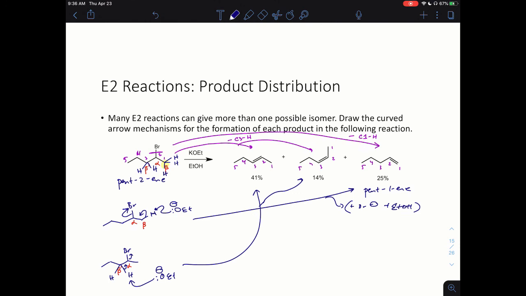Cool. And let's go ahead and name those two products. So we have trans-2-pentene and we have cis-2-pentene, or pent-2-ene by the new IUPAC rules. Sorry about that.